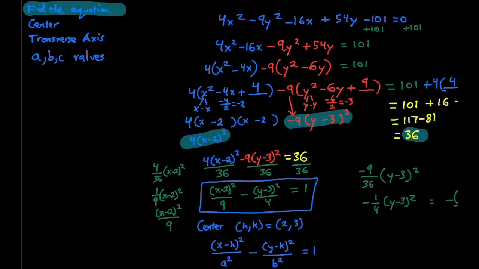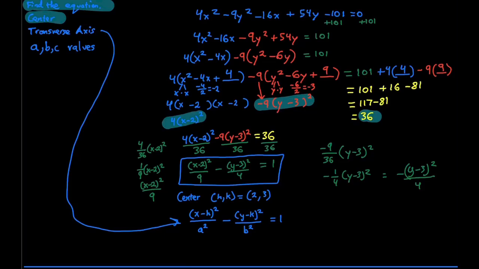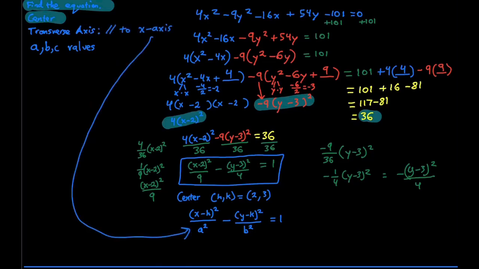Alright, excellent. So that takes care of the second one. Now we have to find out the transverse axis. To find out what the transverse axis is, you want to look at the form of the equation and the center. So here, this is the kind where a squared is underneath the x term. That means that it's going sideways. The x-axis will be important. The center isn't on the x-axis itself, it's just off of it. So for the transverse axis, you would say that it's parallel to the x-axis.